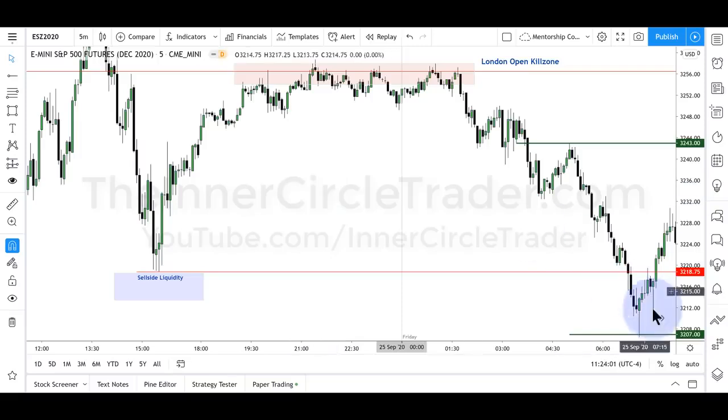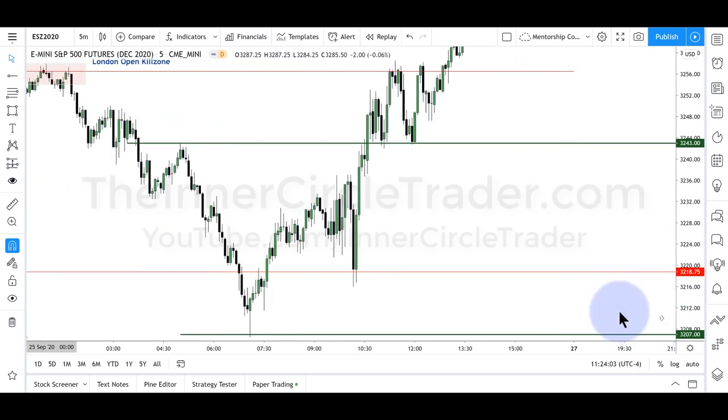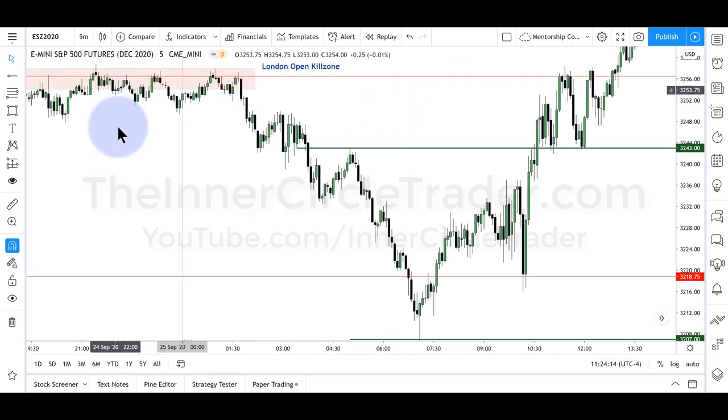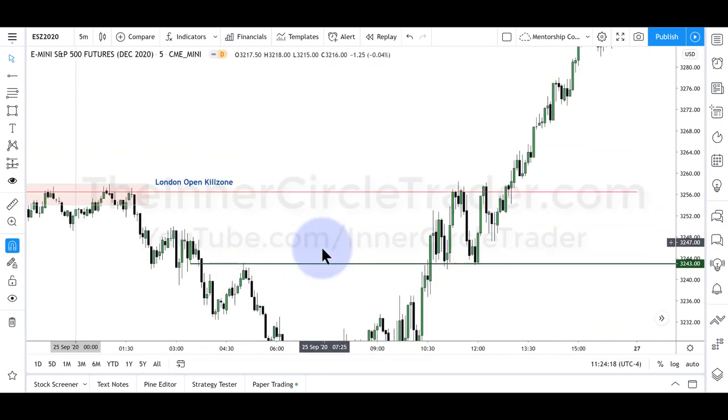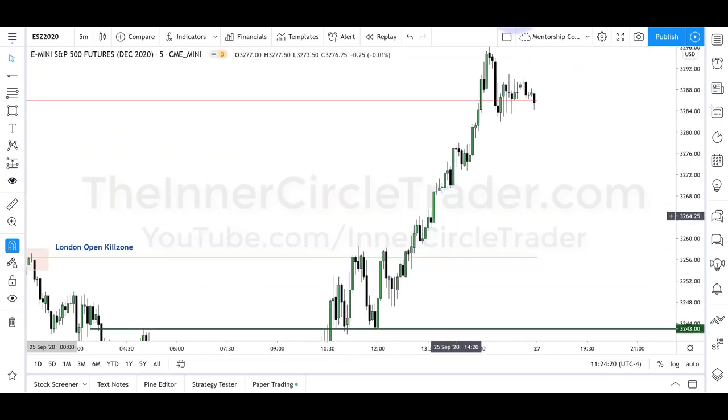But let's take a look at what happened later on in the day. The sell side liquidity is taken, comes back down, hits that same old low, rallies up, and clears all the buy side liquidity above these highs. Here would have run into the close on Friday.